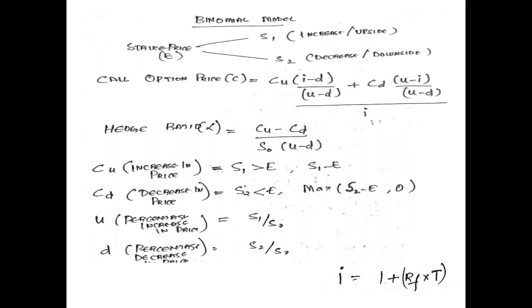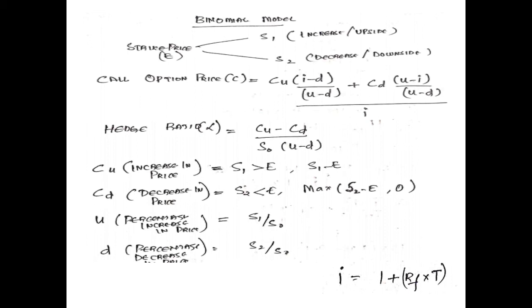As I said, there is an S1 and an S2. Over a period of time in the future the price may rise. If it is a rise in the price, we call it S1. It can also drop, and the drop in the price we call S2. So S1 refers to the increase in the price, denoted by u, the upside or upper price. S1 is greater than E, and the difference between the increased price and the exercise price is called Cu.